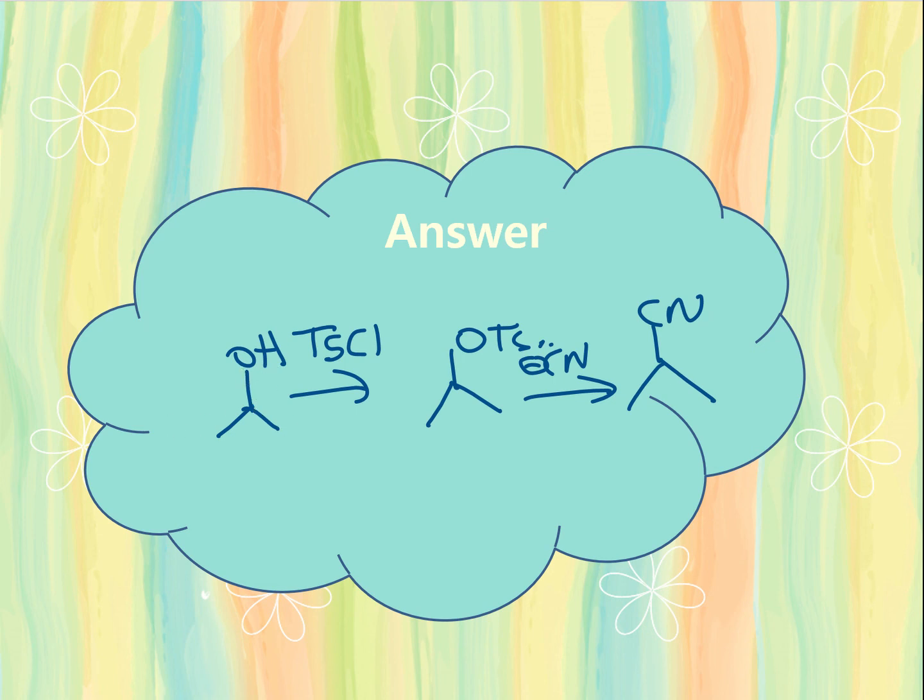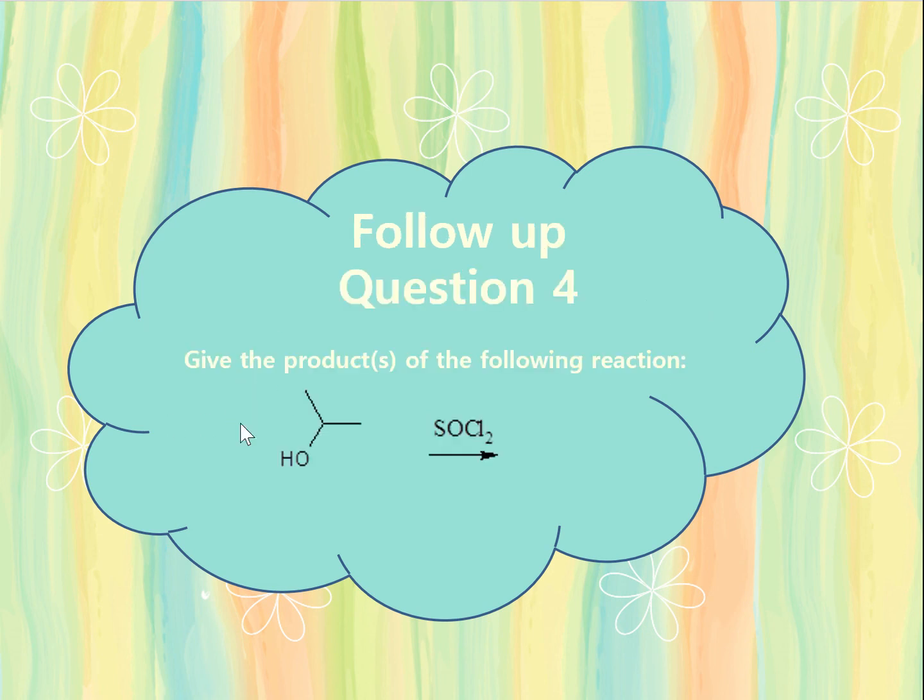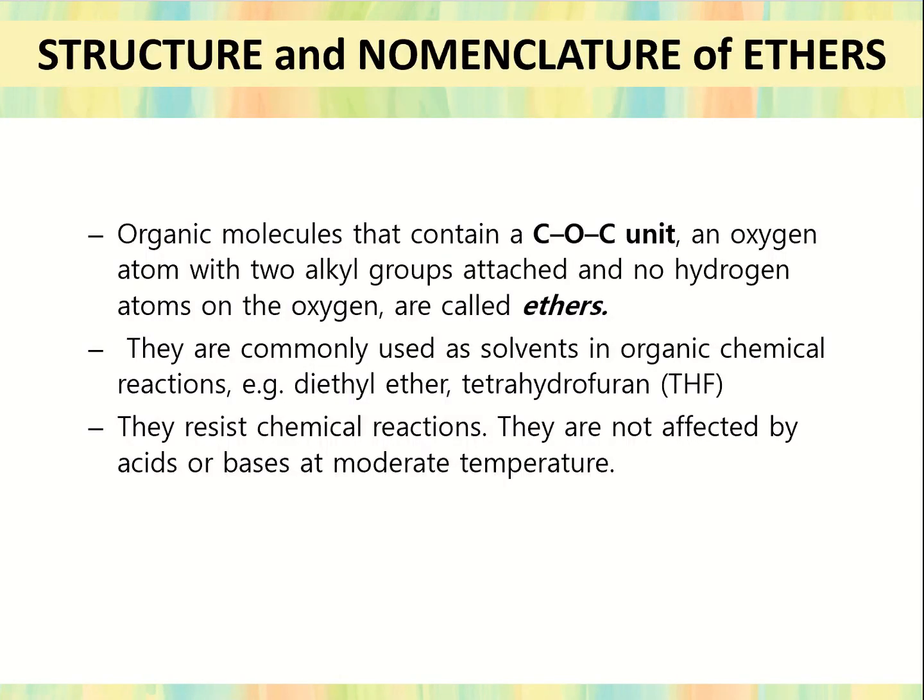So our follow-up question 4 says, give the product or products of the following reaction. So again, you have an alcohol, but this time it's thionyl chloride. So what is the product of this reaction? All right, so now we're going to look at ethers, and I think that's where we're going to finish it off for today. All right.